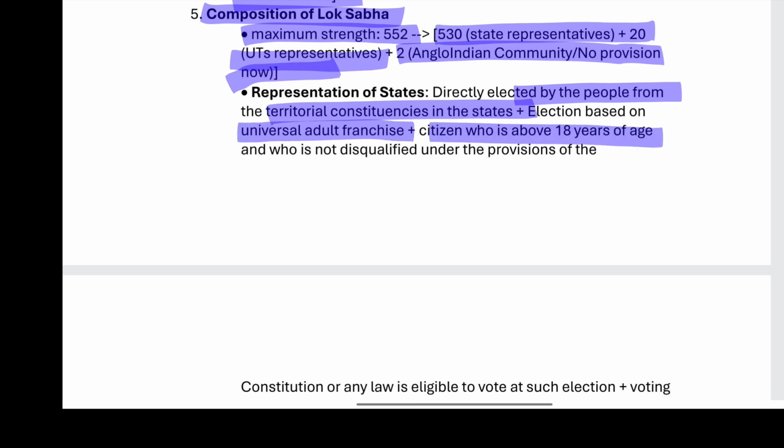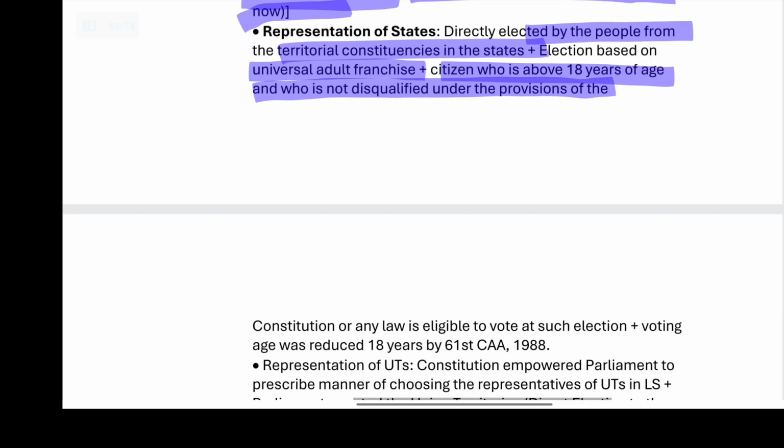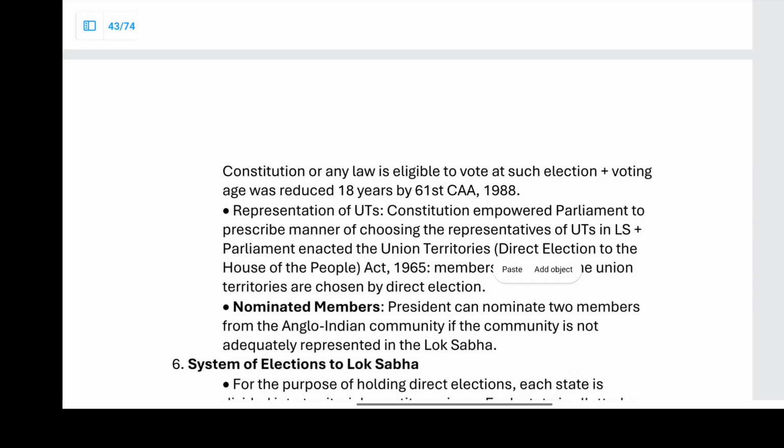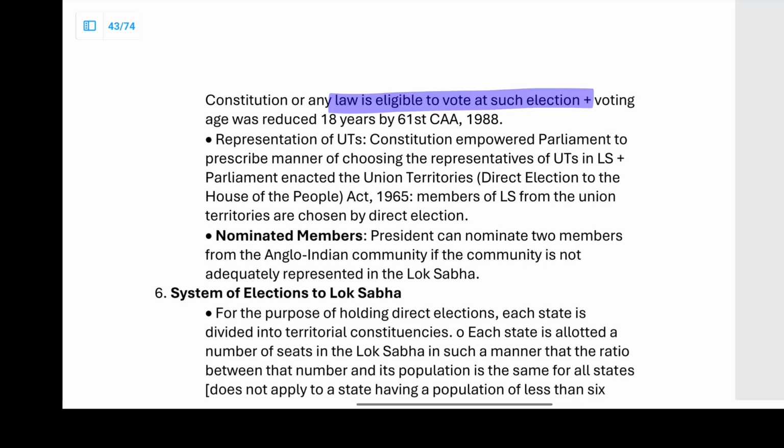A citizen who is above the age of 18 years and who is not disqualified under the provisions of the Constitution or any law is eligible for such an election. Voting age was reduced to 18. Previously it was 21, changed by the 61st Constitutional Amendment Act of 1988. Right. Voting age was reduced from 21 to 18 by the 61st Constitutional Amendment Act of 1988.